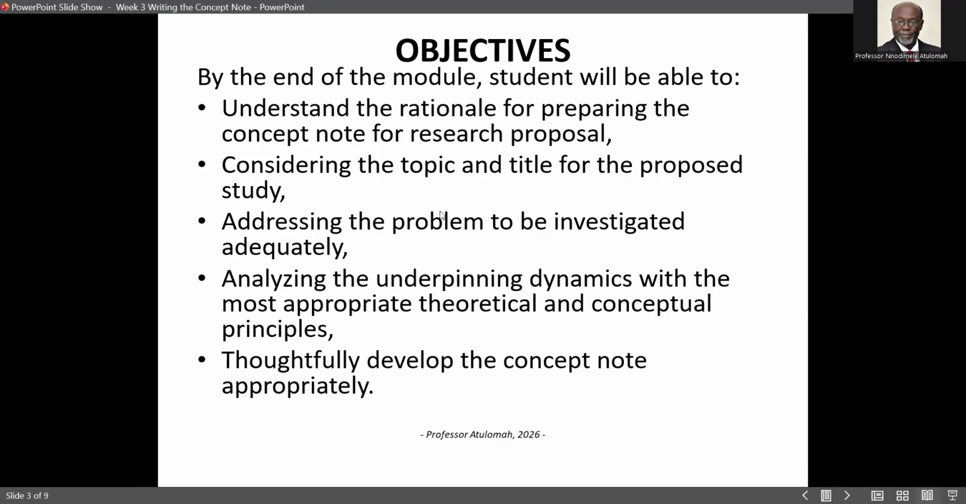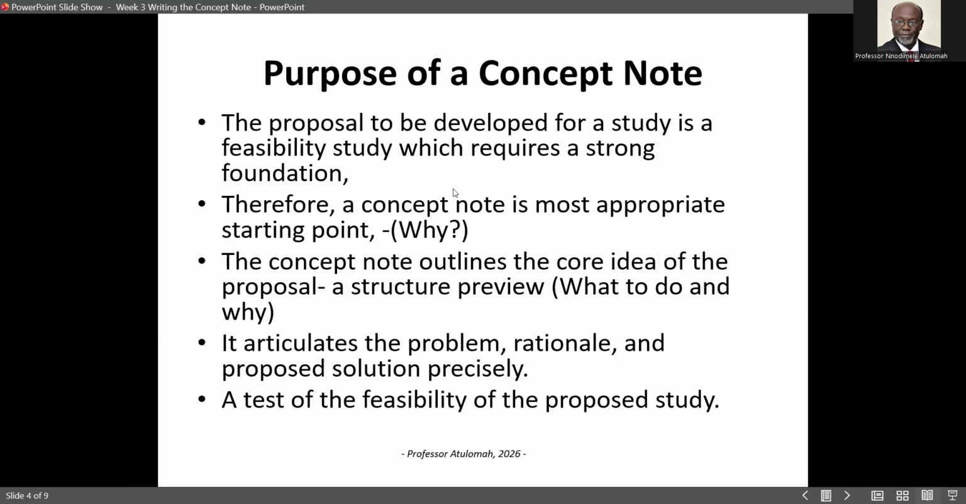So these are the objectives. So let's go into the lecture. We'll start with the first objective. What's the purpose of a concept note? Now, the concept note is part of the proposal. In fact, you start with the concept note, then you now propose. So the concept note precedes the proposal to be developed for the study.